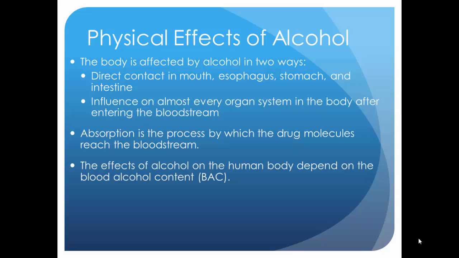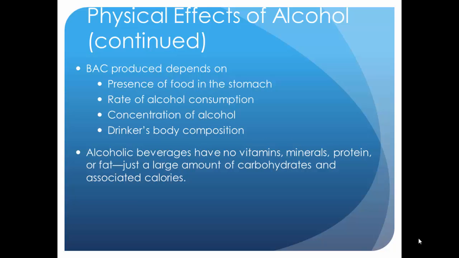So alcohol interacts with our body in two ways. First, it directly comes in contact with our mouth, esophagus, stomach, and intestine after we drink it, and shortly after influences nearly every organ in the body, as we saw in our in-class activity, including the brain, heart, and liver. Absorption is the way that alcohol makes its way into the bloodstream. And the effects of alcohol on the human body depend on the blood alcohol concentration. And this depends on individual differences.